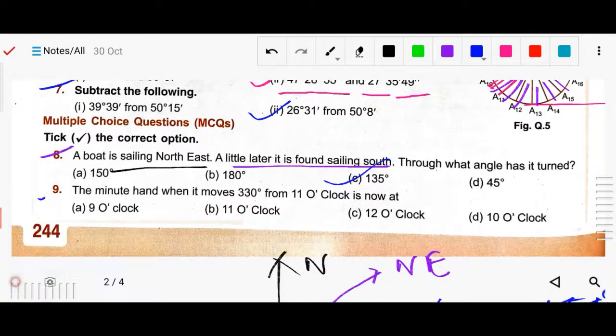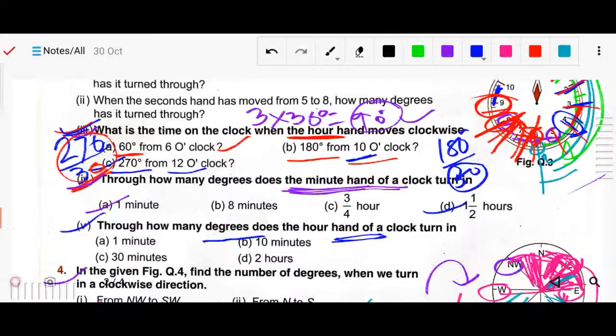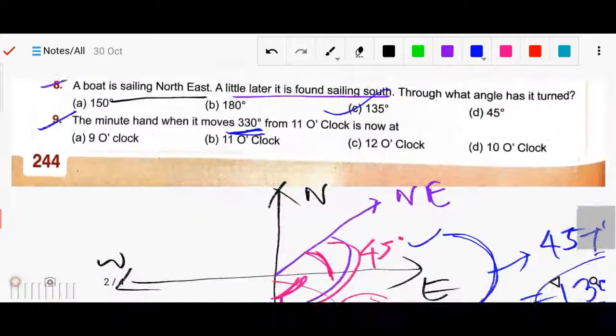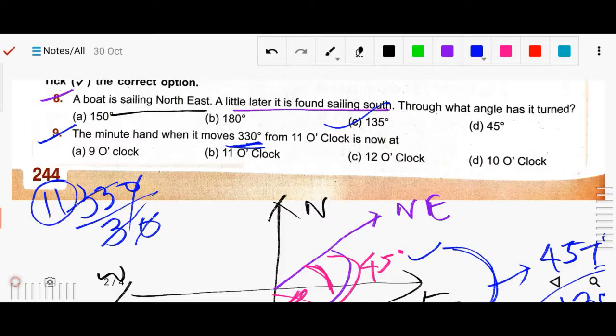Now next, the minute hand when it moves 330 degree from 11 o'clock is now at. So this is the similar type of question we have solved, question number 3. Here we are dividing by 30. The same thing we will do here also. You just divide 330 by 30, so it will be 11. So we just add 11, so 11 plus 11 will be 22.